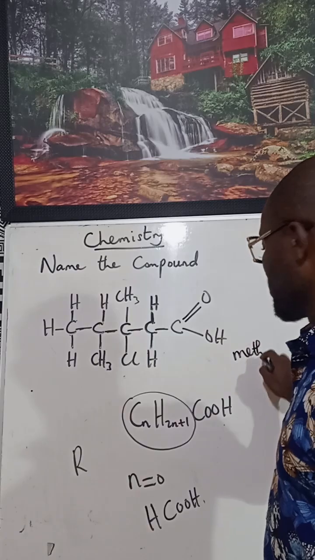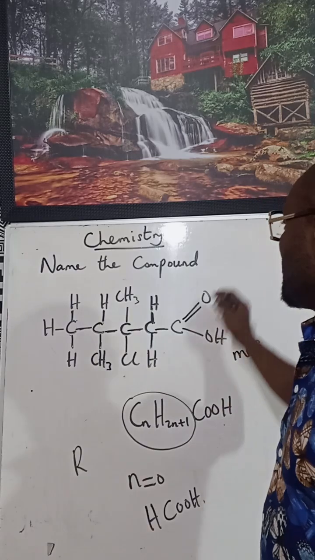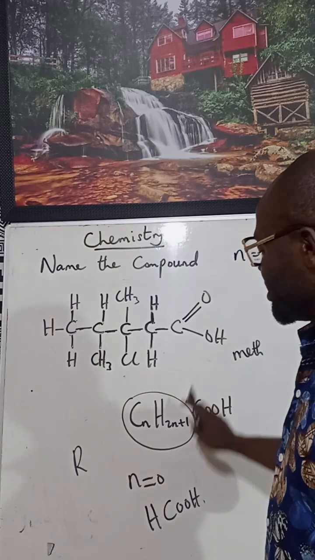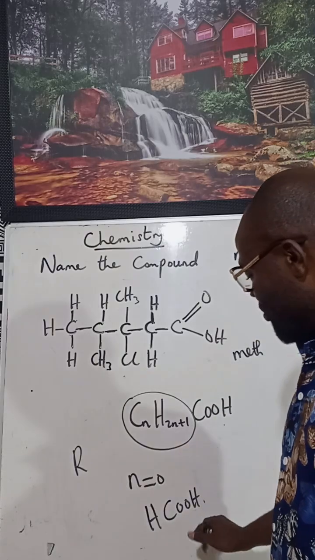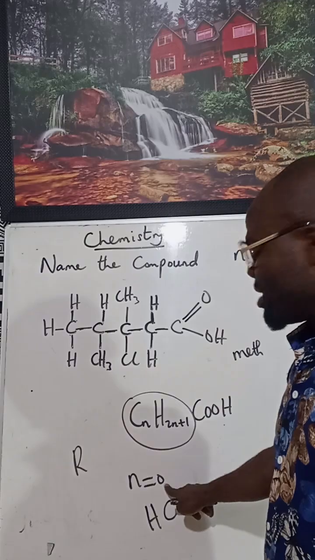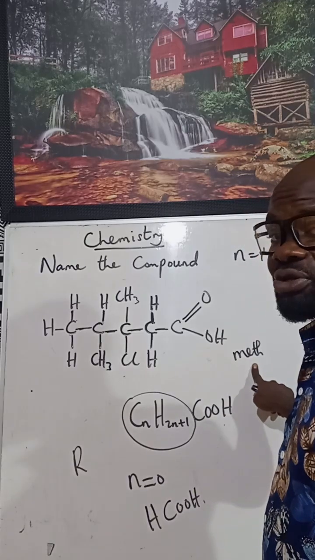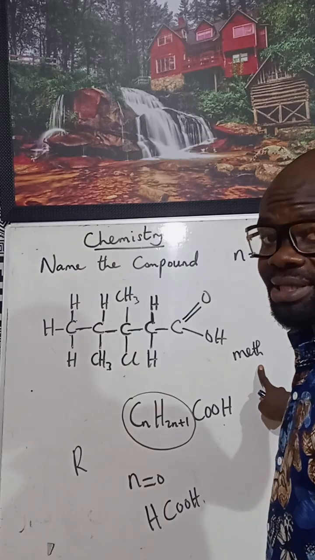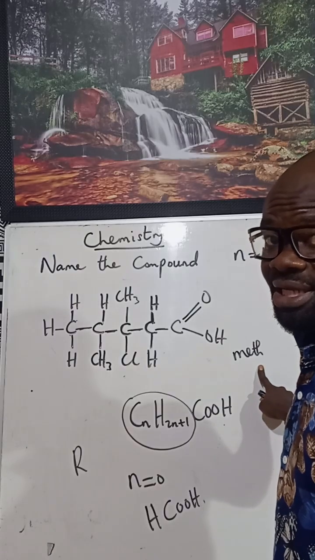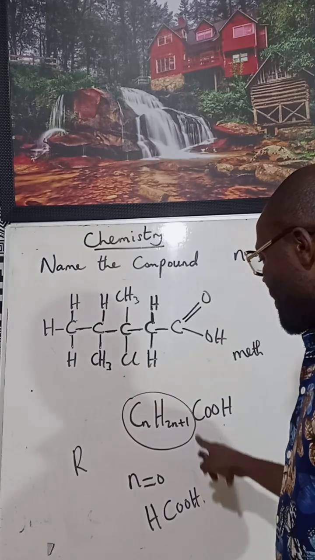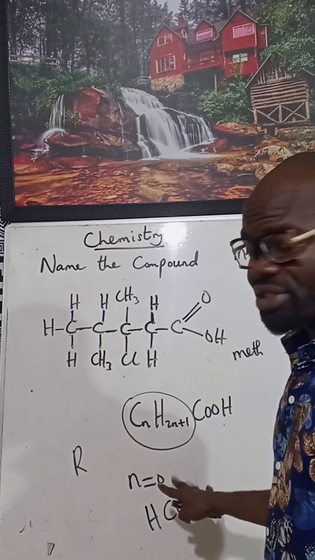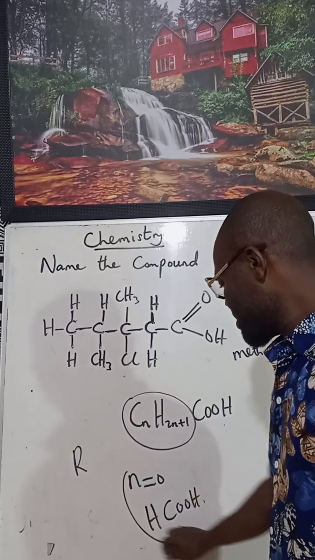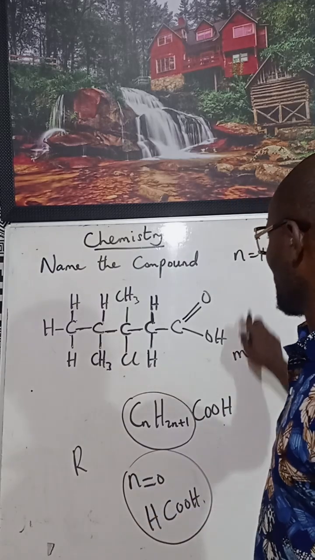I will see this one as my meth. Normally, meth is always for n as 1. But in this alkanoic acid, we start with n as 0. So n as 0 is the meth. So this compound, we can call it methanoic acid. That's the mathematical meaning of it.